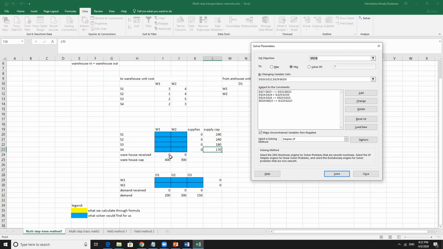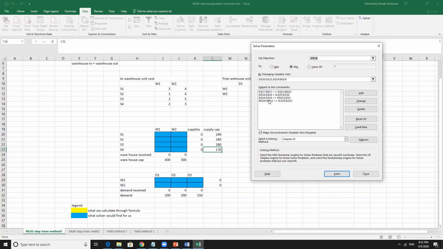should be equal to L29 to L30. L29, L30 is this one. You're just saying these two again are the outflow of warehouse 1 and warehouse 2. Basically, this equal sign means whatever you send into the warehouses should get out. So inflow, left side, equal to outflow, right side.